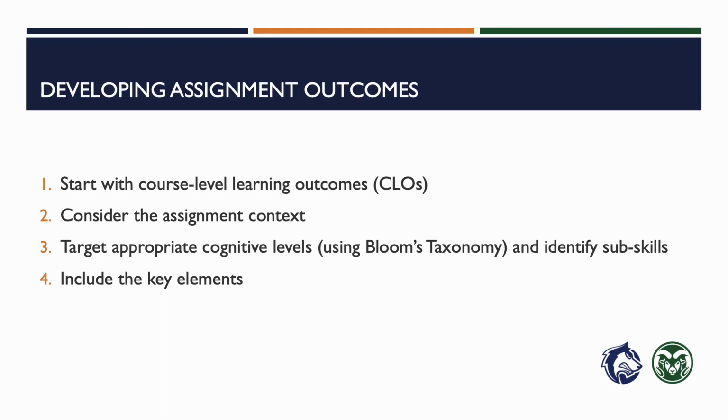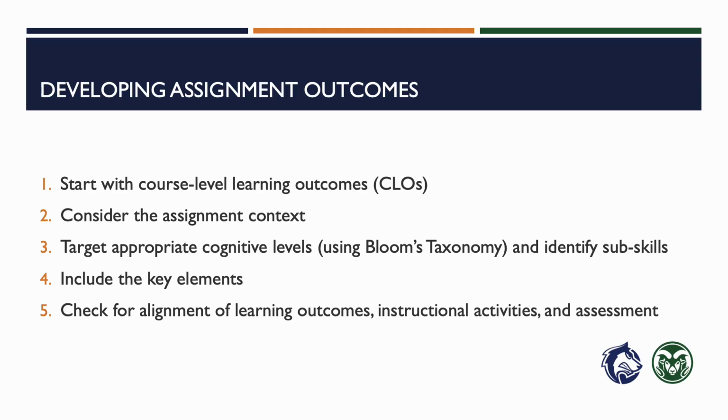Number 4, include the key elements to your learning outcome. We'll discuss this in detail on a future slide. And number 5, check for alignment of learning outcomes, instructional activities, and assessment. Each assignment learning outcome should be accessible through the assignment format. Rubric criteria should reflect the assignment learning outcomes, and the point distribution should align with the importance you place on each outcome. There is a grading and feedback module in this course that will spend more time on this question.